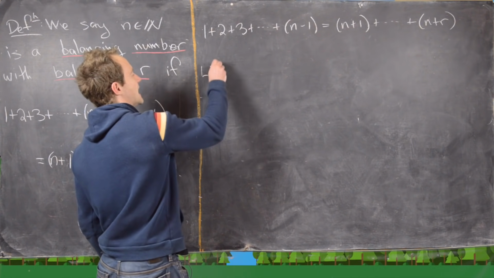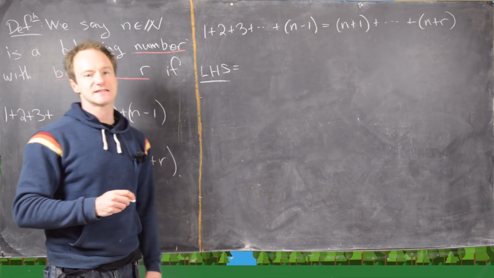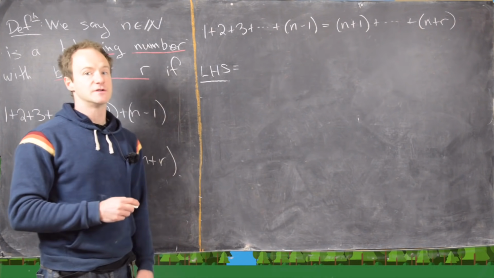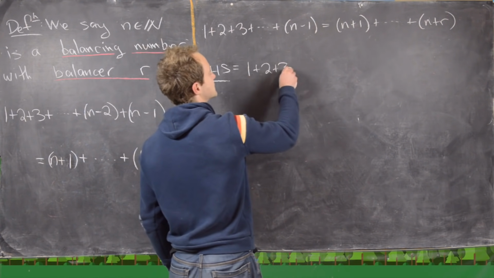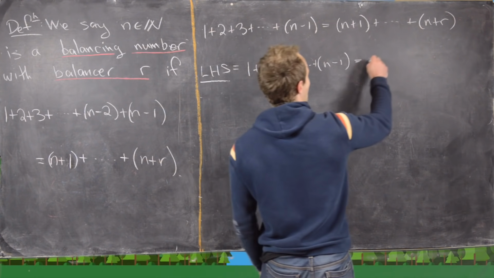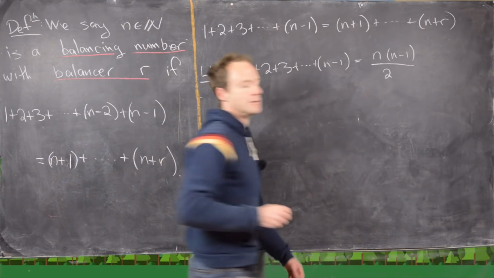So let's go ahead and simplify this equation a little bit. Notice that the left-hand side is a triangular number, and it's well known that those have a closed form. In fact, we can take 1 plus 2 plus 3 all the way up to n minus 1, add that together, and we'll get n times n minus 1 over 2.